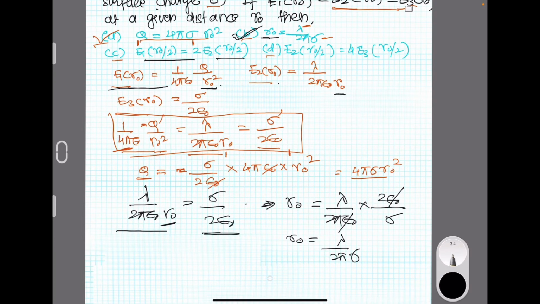Then we have to check whether the third option, C, is correct or not. Here it is given that E1(R naught by 2) is equal to 2 times E2(R naught by 2). We already know what E1(R naught) is. We will just have to find out what E1(R naught by 2) is. We know that E1(R naught) is inversely proportional to R naught square. So when I replace this R naught with R naught by 2, for example, if I calculate E1(R naught by 2), then what will I have to do?